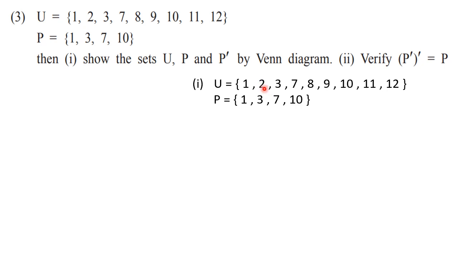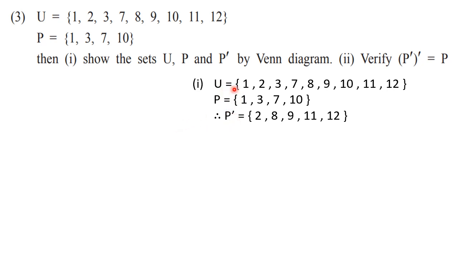You can write down P dash is equal to, in brace brackets, first element is 2. Then 3 and 7 will not come. The next is 8. Then 9. 10 will not come because 10 is present in P. And 11 and 12. Check whether you have written it correctly. See, P dash has elements 2, 8, 9, 11 and 12. If we combine them together, we are going to get U. You can count the number of elements. Here we have 5 and here in P we have 4 and the total number of elements is 9. So we wrote U, P and P dash.